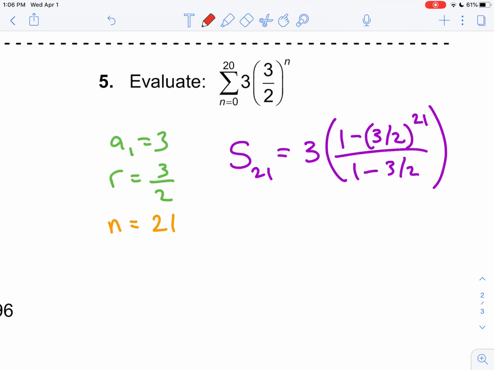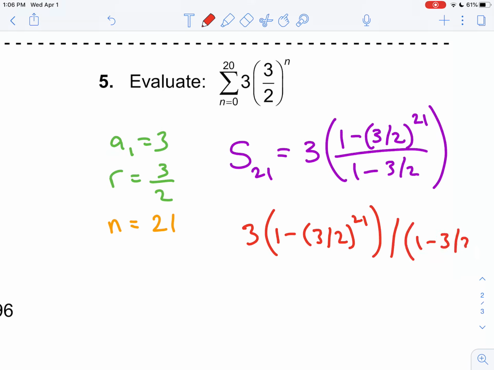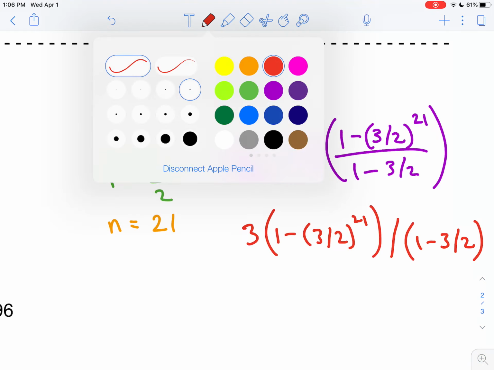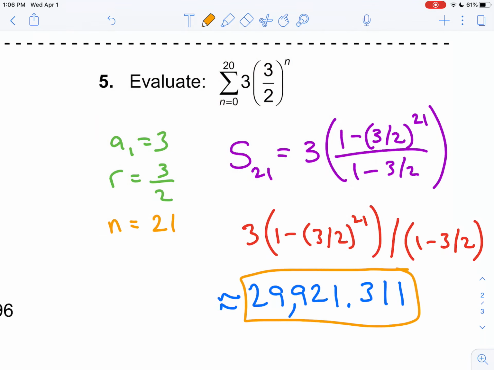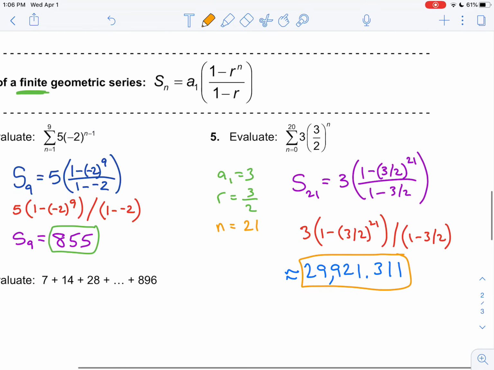And one more time, if you were going to do that in the calculator, 3 parentheses numerator, 1 minus parentheses 3/2 to the 21st, close numerator, divide by denominator, 1 minus 3/2. And this one is going to be a decimal. We can go blue. Sure. 29,921.311. Good times. If you're not getting that on the calculator, reach out to us.